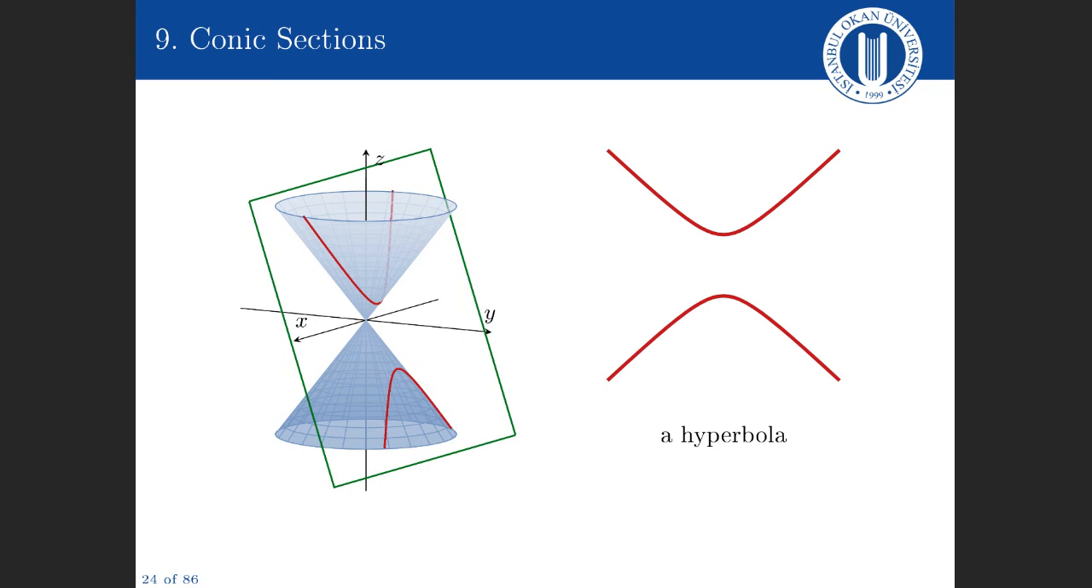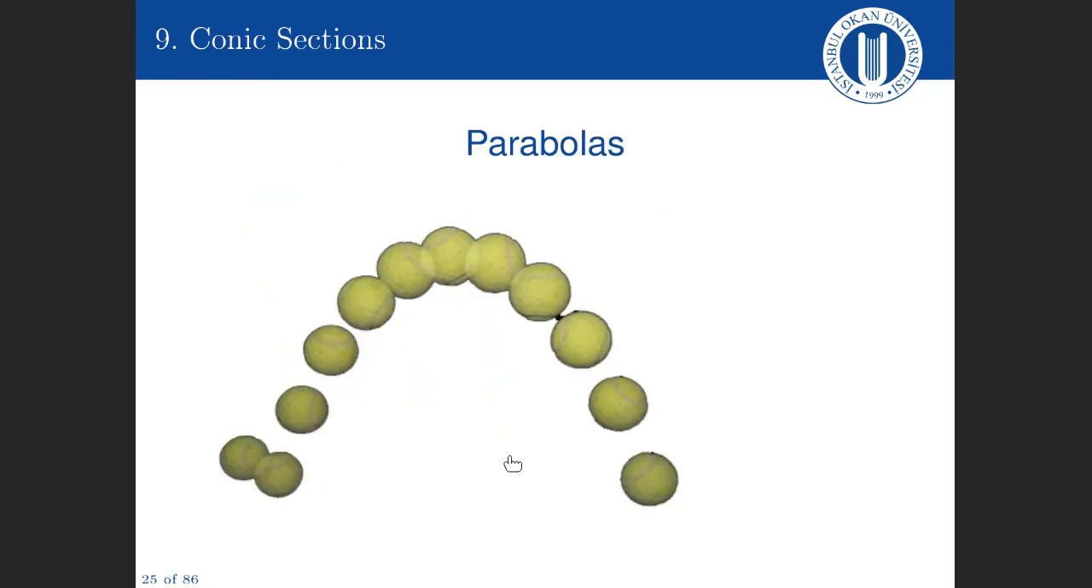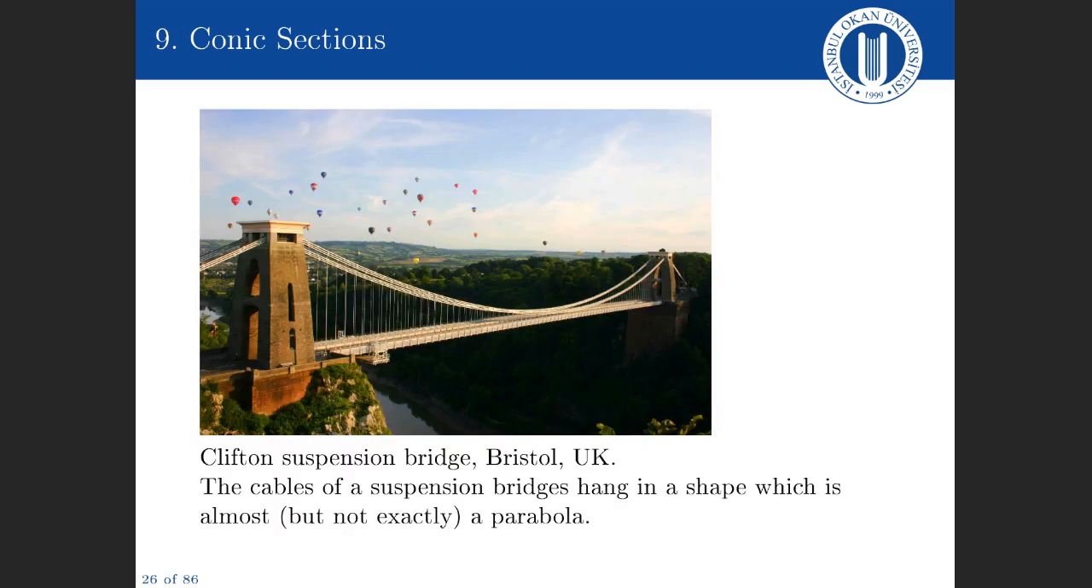In this section, we're going to be talking about parabolas, ellipses, and hyperbolas. First, let's talk about parabolas. Where do we see a parabola? We might see a parabola in a bouncing ball. We might almost see a parabola on a suspension bridge. The shape that ropes hang in a suspension bridge is almost, but actually not exactly, a parabola.